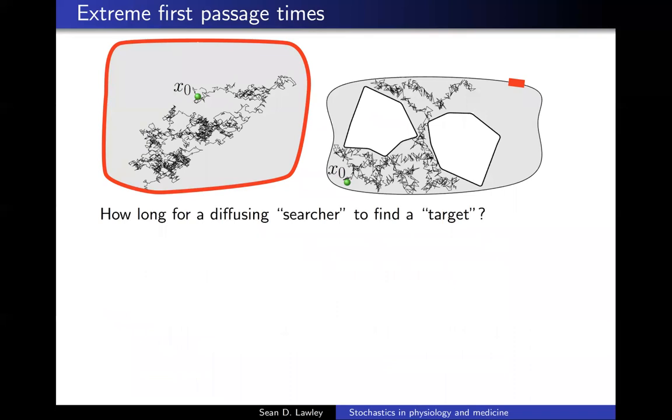The way we think about this is in terms of what I call extreme first passage times. So what's an extreme first passage time? Well, let me first talk about the first passage time. A first passage time asks the question: how long for a searcher? In this case, we'll talk about diffusion. How long for a diffusing, quote unquote, searcher to find a quote unquote target? So here's a picture on the left: the searcher starts at x naught, it diffuses around, and the target is maybe this red boundary. Or maybe on the right, it's diffusing in some bounded domain, maybe some model of an intracellular region, and it's looking for this target, some receptor or something there in red.